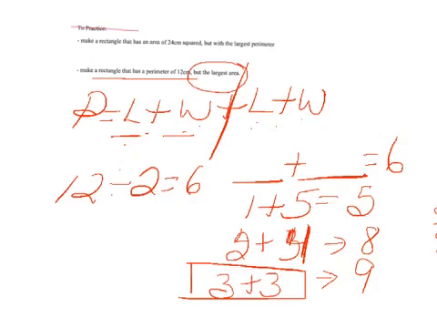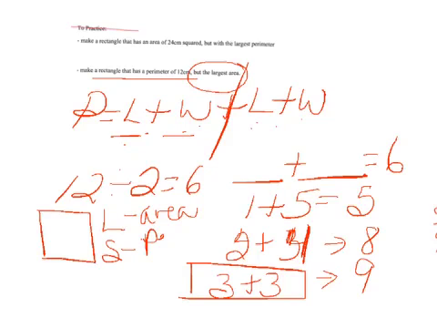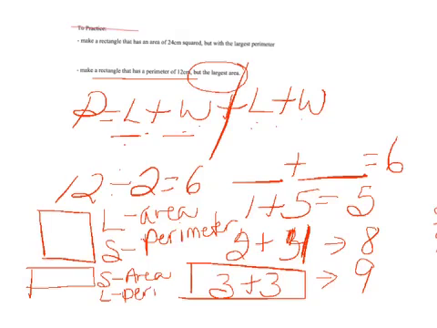But we can save ourselves this step by knowing that the rectangles that are more square-like are going to have a large area and a small perimeter, and the rectangles that are more long and skinny are going to give us a small area and a large perimeter.